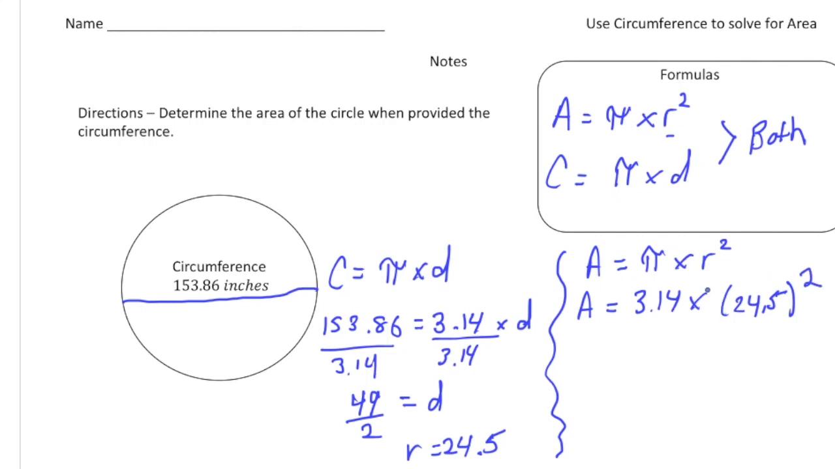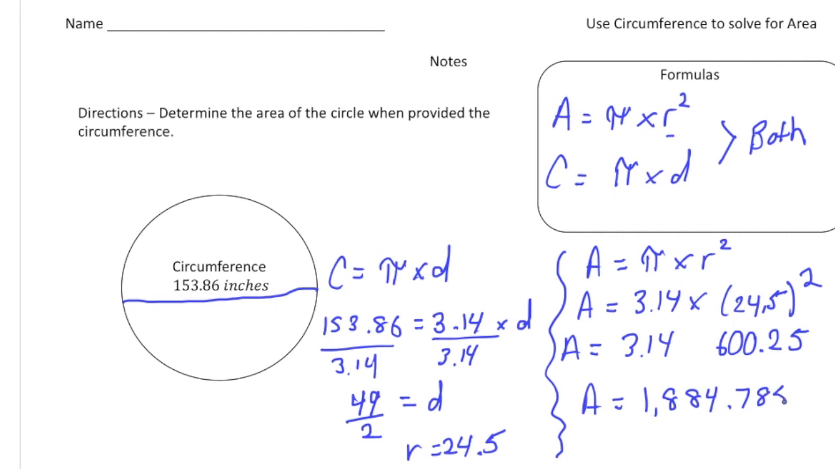And then we need to follow order of operations. I'm going to do the exponents first. So 24.5 times 24.5 is actually 600.25. And when I multiply that times the pi, we get our final answer of 1,884.785. And because we're talking about area, we need to make sure we use the right label. So instead of inches, it's now going to be inches squared. And there it is. All right.